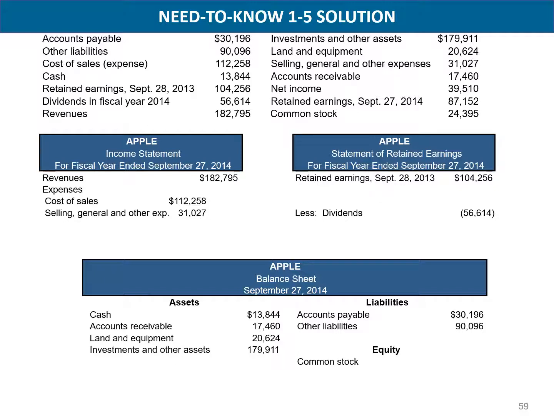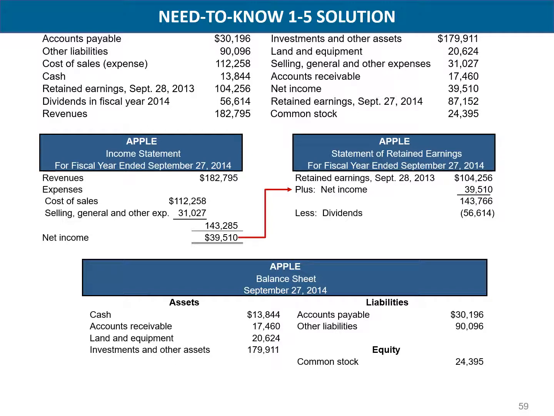Oh, they're skipping down to common stock. So let's go to common stock. Common stock belongs on our balance sheet in the equity section for $24,395. Then we have net income. So $182,795 minus our total expenses of $143,285 is $39,510. And then finally, our net income flows over here to our statement of retained earnings.